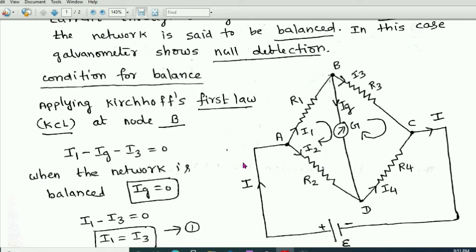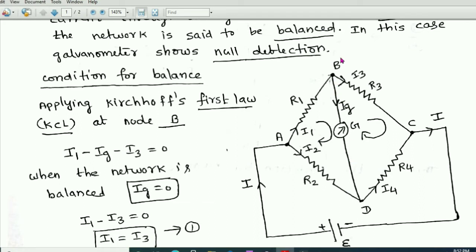Now to obtain the balancing condition, let us apply Kirchhoff's laws. Already we have studied in the last class Kirchhoff's first law and second law. Kirchhoff's first law is applied at a point, that is a node or junction. What is a node or junction? The point at which a number of conductors meet. Kirchhoff's first law is also called Kirchhoff's current law, KCL, applied at a node or junction.